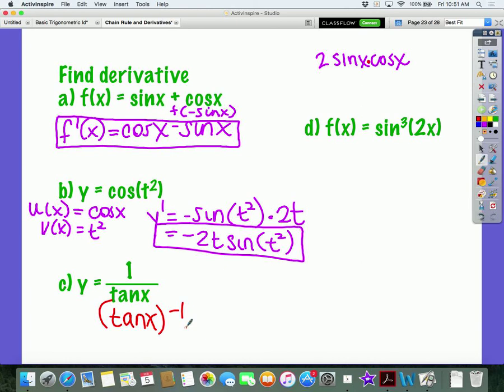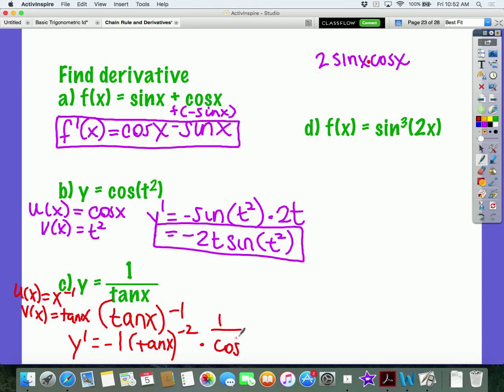How would you do chain rule? So what are our two functions? 1 over x, which is x to the negative 1, and tan x would be your inside function. So what's the derivative of x to the negative 1? Negative 1 x to the negative 2, or negative 1 over x squared. Then you multiply that by the derivative of the inside, which is 1 over cosine squared x. So you'll have a negative 1 all over tangent squared x cosine squared x.